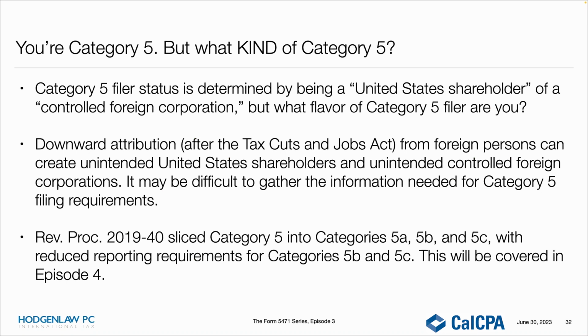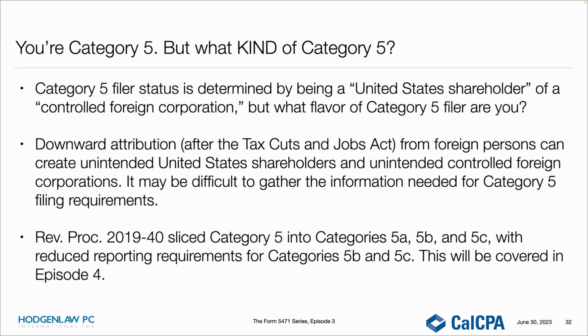And so let me give you an example. What does downward attribution mean? Me, real life: I have a Schwab account. Let's say I have 100 shares of Microsoft stock in my Schwab account. This law firm is an S corporation. I own shares of this corporation. So I'm a common shareholder of Microsoft and Hodgin Law PC.